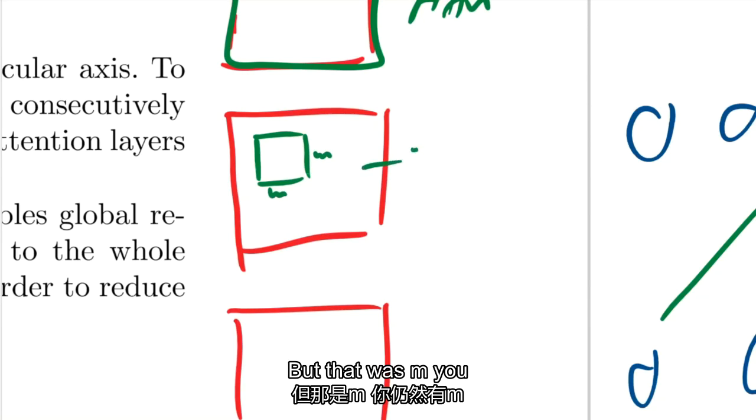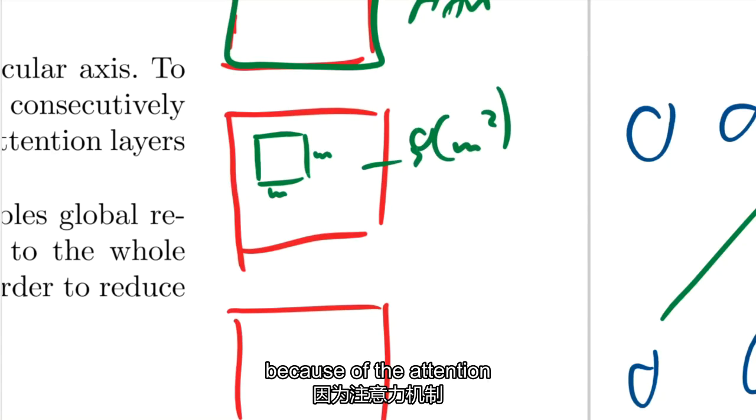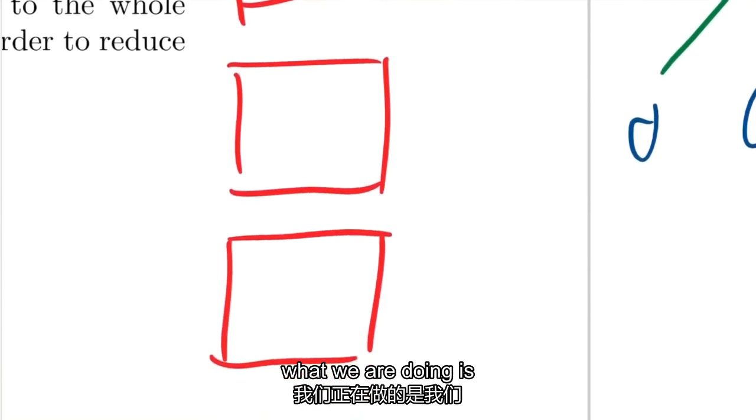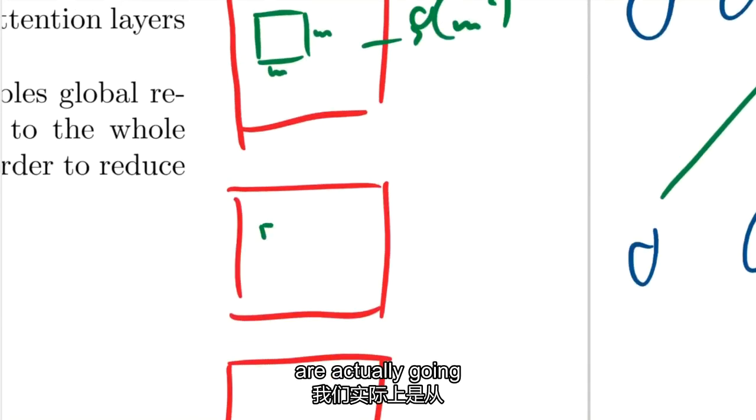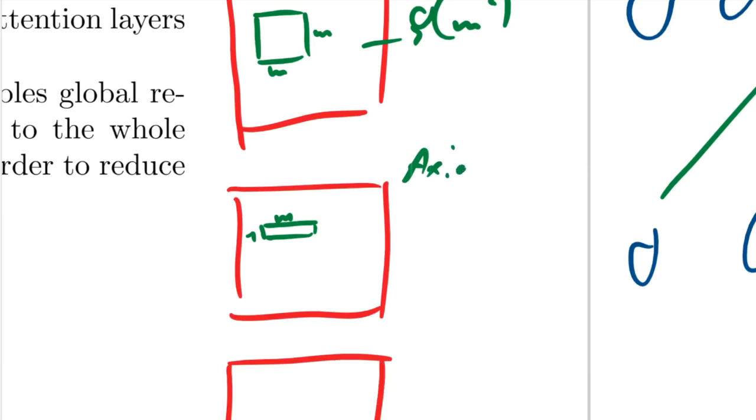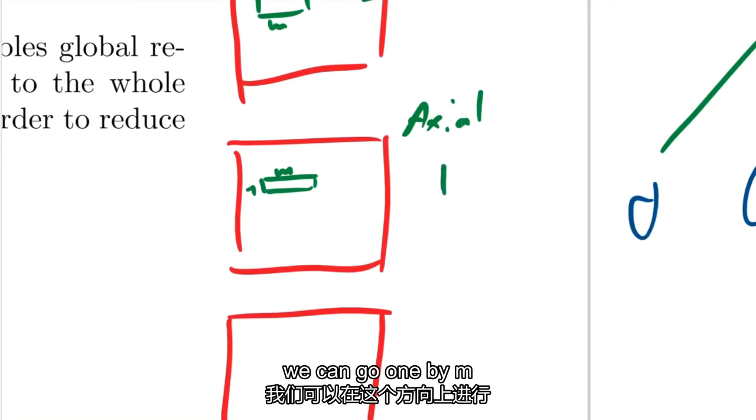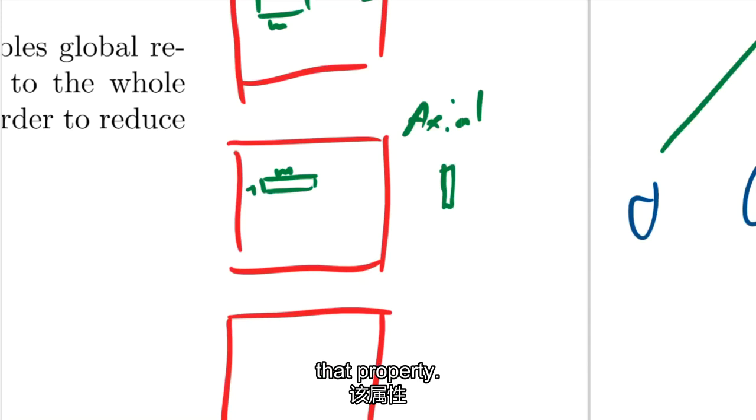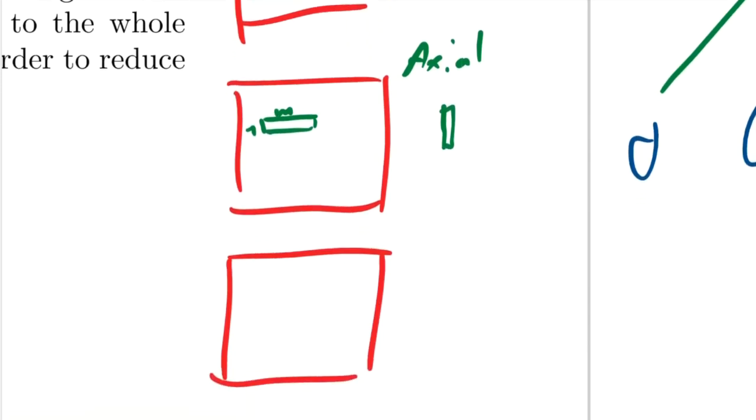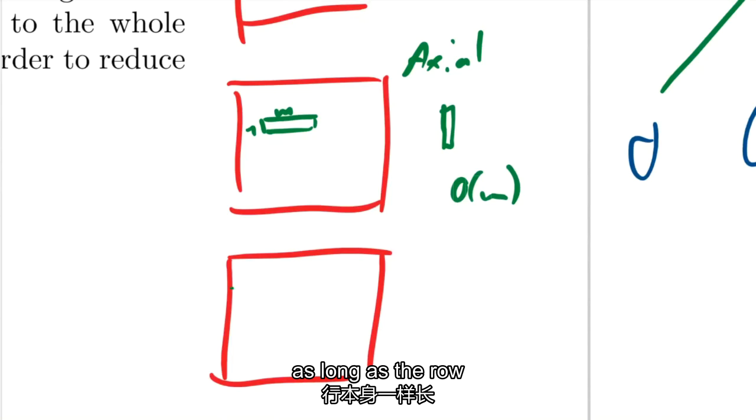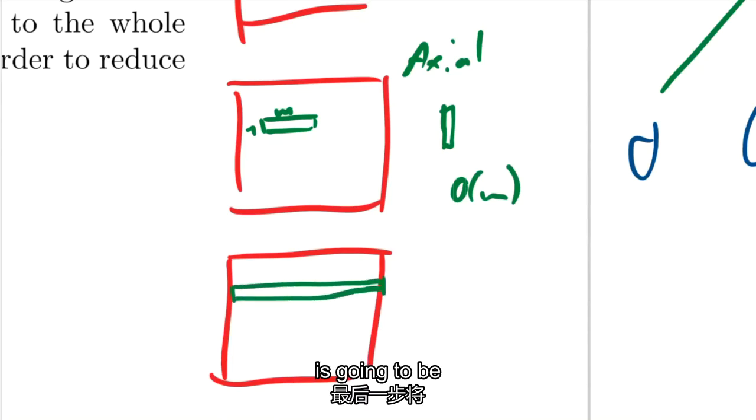But that was still O of m squared because of the attention mechanism. Now what we are doing is we are going even lower. We're actually going 1 by m. Okay, this is with axial attention. So in general it's 1 by m, and then in the next layer we can go 1 by m in this direction and have that property. And because it's so cheap now, because it's now O of m to compute this, we might as well make m as long as the row itself, okay? So their last step is going to be to say, okay, we have 1 by m right here, and that's going to be the row itself.